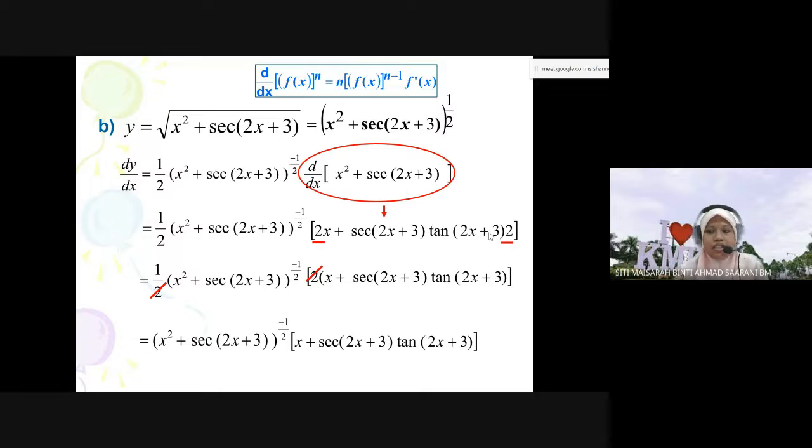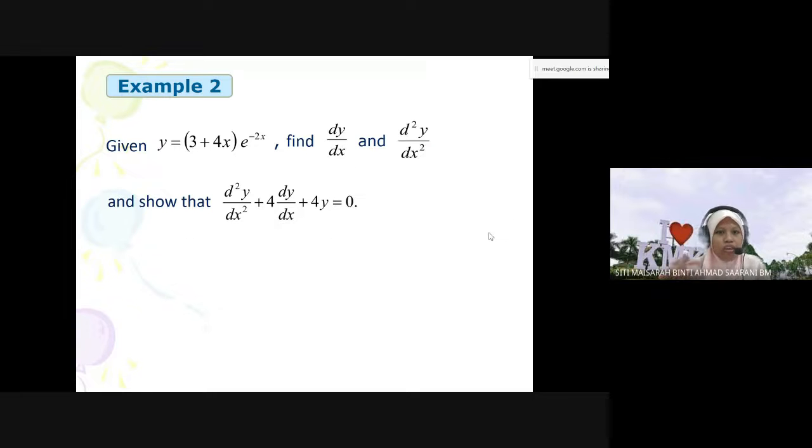Then last, we look at a question involving show. But for show, Madam thinks it won't be in the exam. But for dy dx and the second derivative of y with respect to x, this can be asked. For show, I think there is no objective question. But for an example it is no problem. Okay. Given y is equal to 3 plus 4x multiply e power negative 2x. Find dy dx and find the second derivative of y with respect to x.